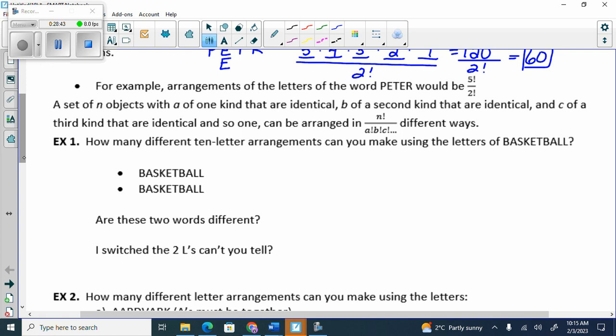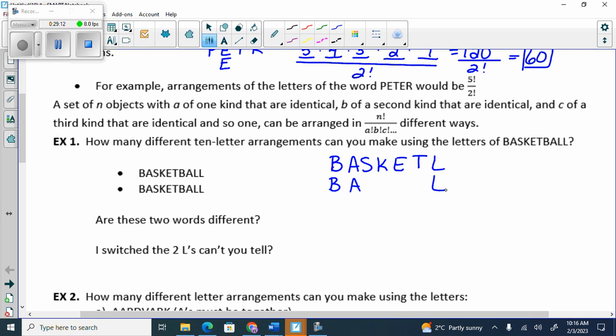So what do we need to do? We need to write out the word basketball. B-A-S-K-E-T-B-A-L-L. So now I see that there are actually 2 B's, 2 A's, and 2 L's. Do we agree? And I do this so we don't miss any, because sometimes you'll miss that there are actually 2 B's if you don't rewrite it.